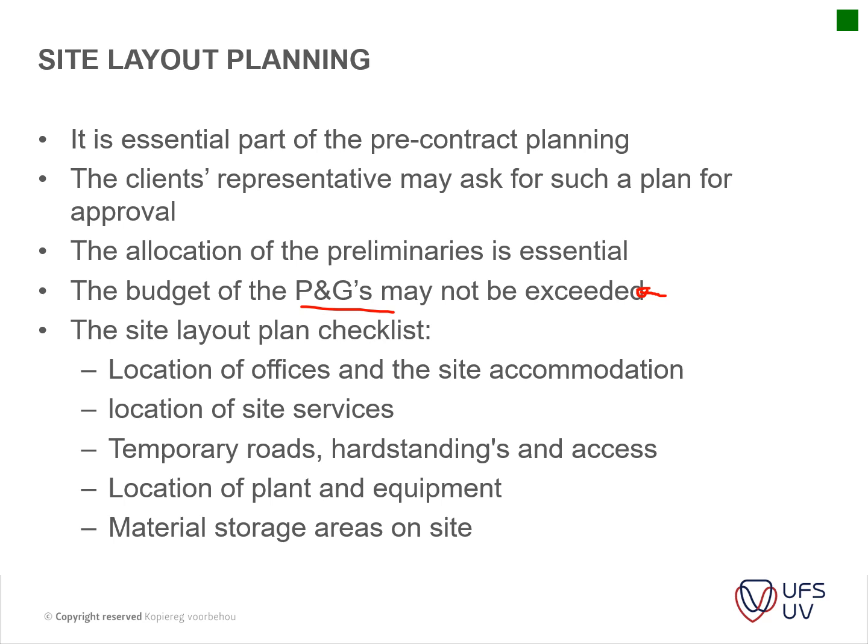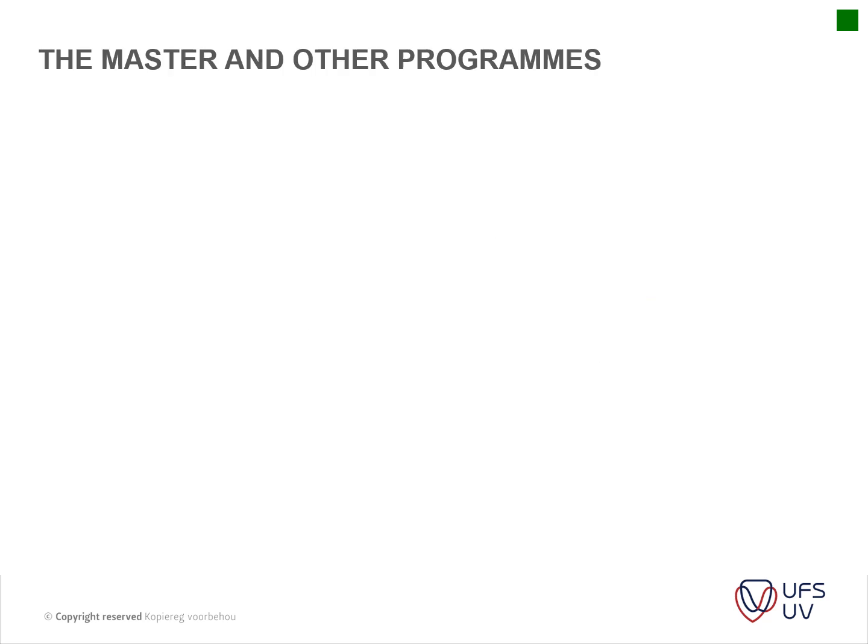And then the site layout plan checklist usually includes the location of the offices, location of site services, temporary roads, hard standing, and access, location of plant, equipment, material storage, etc. This is sometimes asked for by the consultants as well, because it is always important to check whether there are any problems with how the site layout is designed.